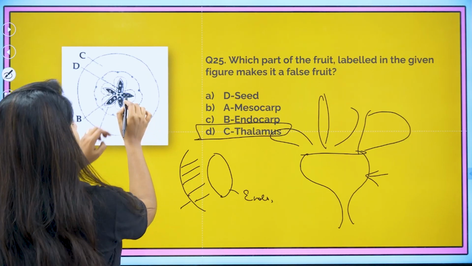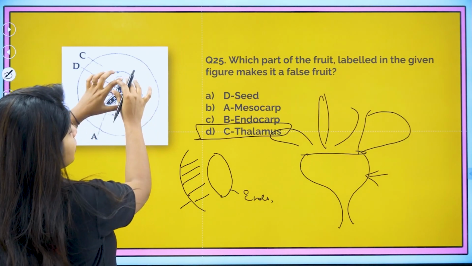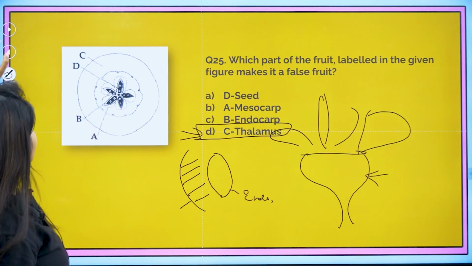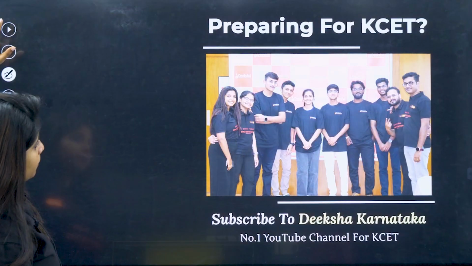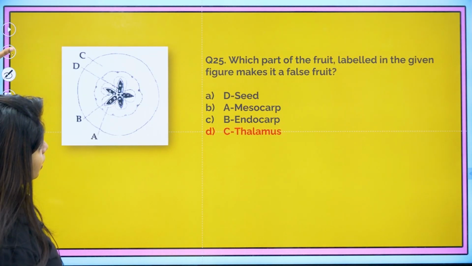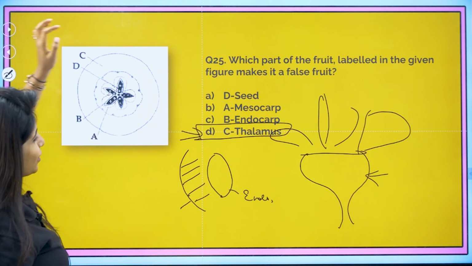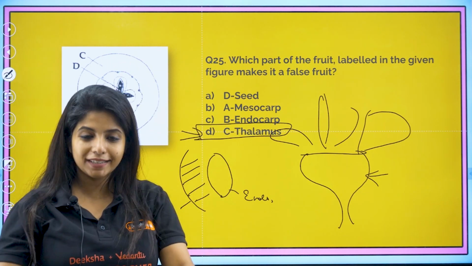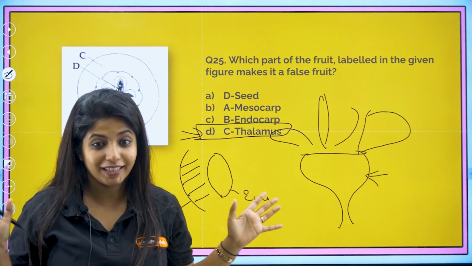So over here, everything is there. Endocarp, epicarp, mesocarp, everything was over here itself. And outside that, you have the thalamus, which makes it the false fruit. I'll show you the actual picture. Oh yeah, where is it? I didn't put the picture. It's okay, it's there in your NCERT. I have mentioned it in the one-shot video as well. But yes, this is the thalamus. I've given you the answer.